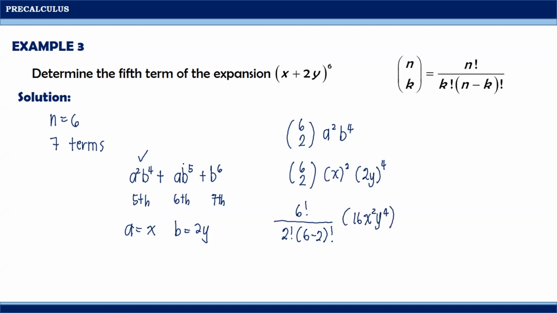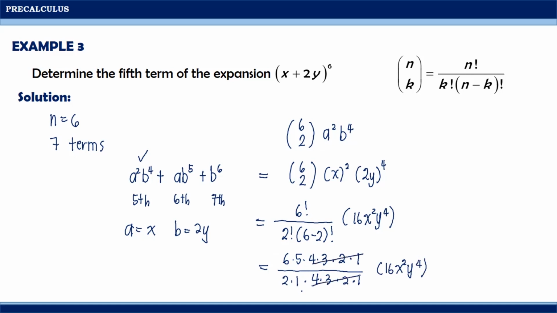Next thing to do is to simplify this factorial notation here. So we are going to have 6 times 5 times 4 times 3 times 2 times 1 all over 2 times 1, times 6 minus 2, which is 4 factorial. So we will have 4 times 3 times 2 times 1, then times 16x squared y raised to 4. Next, simplify this by canceling common factors.